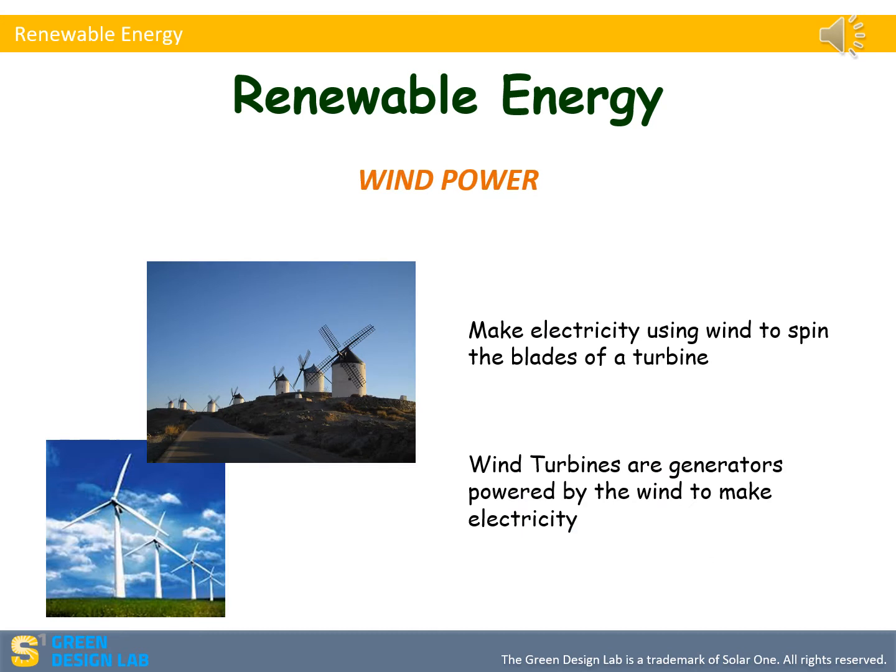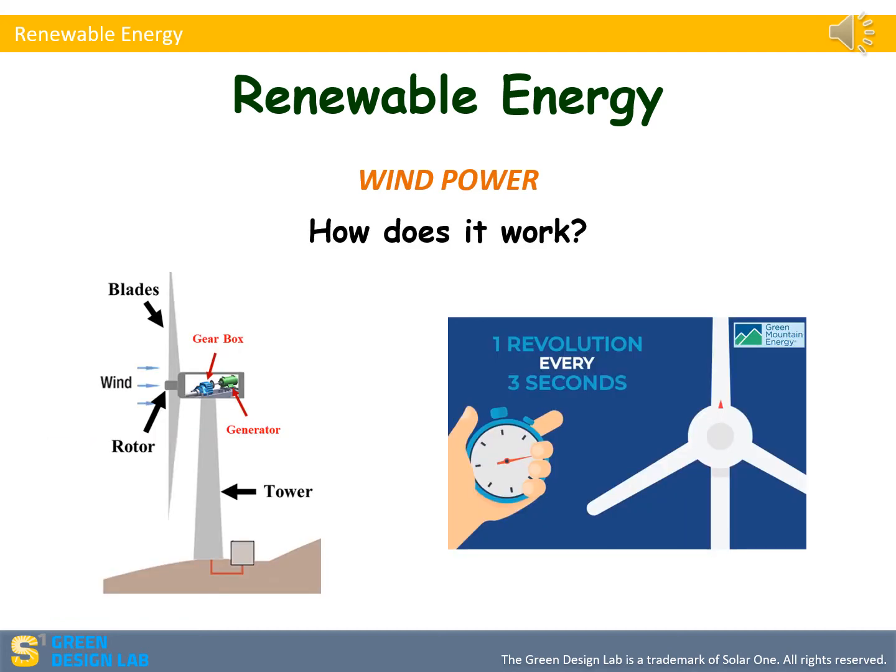Wind power is another example of a renewable energy. For hundreds of years, wind energy was used to power windmills that turned wheels to grind grain. Today, wind turbines are used to make electricity by using the wind to spin the blades of the turbine. How does wind power work?